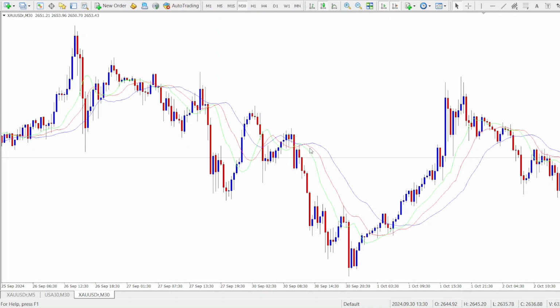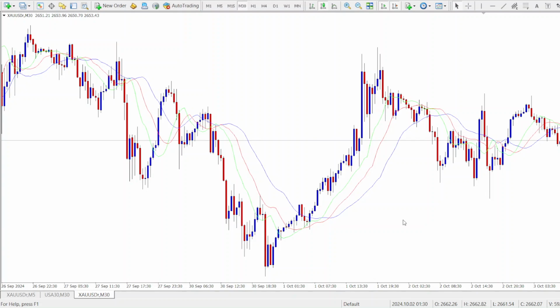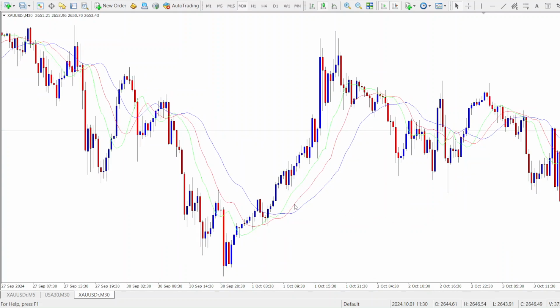When you see the lines begin to widen toward the downward direction, it indicates a sell trend. But when you see the lines begin to widen in the upward direction, it indicates a buy trend. Okay?